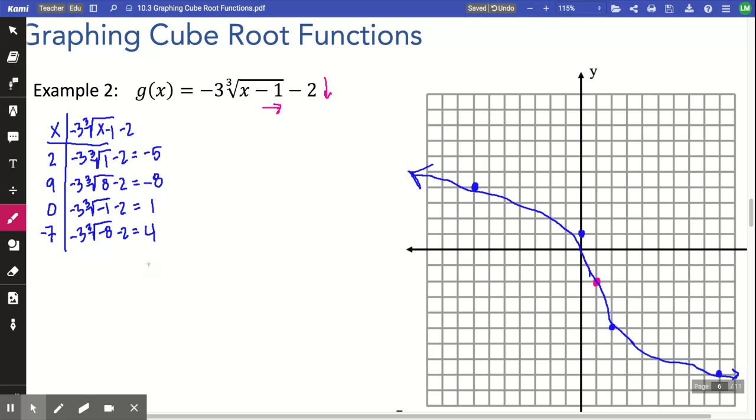All right, again, domain for any cube root graph: there's no restrictions on what I can plug in for x. So I have all real numbers, or negative infinity to positive infinity. And because of that, there's going to be no restrictions on my range as well. So negative infinity to positive infinity.